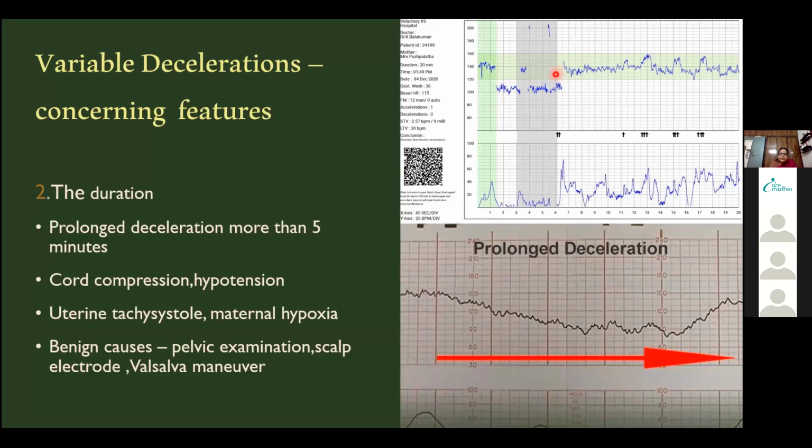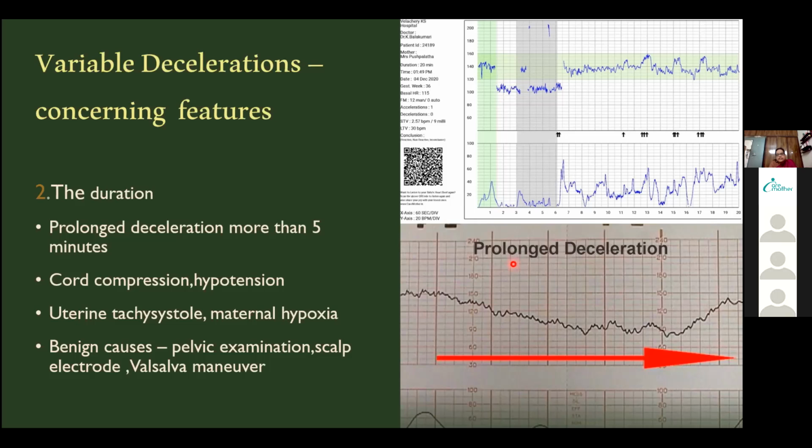This is generally due to cord compression or hypotension. You give epidural, and suddenly there is a fall in BP, or if the woman has been in supine position for more than 5-10 minutes, she can have hypotension. It can also happen with uterine tachysystole. Tachysystole occurs when you give induction or acceleration of labor and there are contractions which are too frequent. In this patient, you see the contractions are very frequent. In those cases, this prolonged deceleration can occur. It can also occur when you do a pelvic examination, when you stretch the cervix and do a longer pelvic examination, or if you try to place a scalp electrode, or if the patient strains in the second stage.